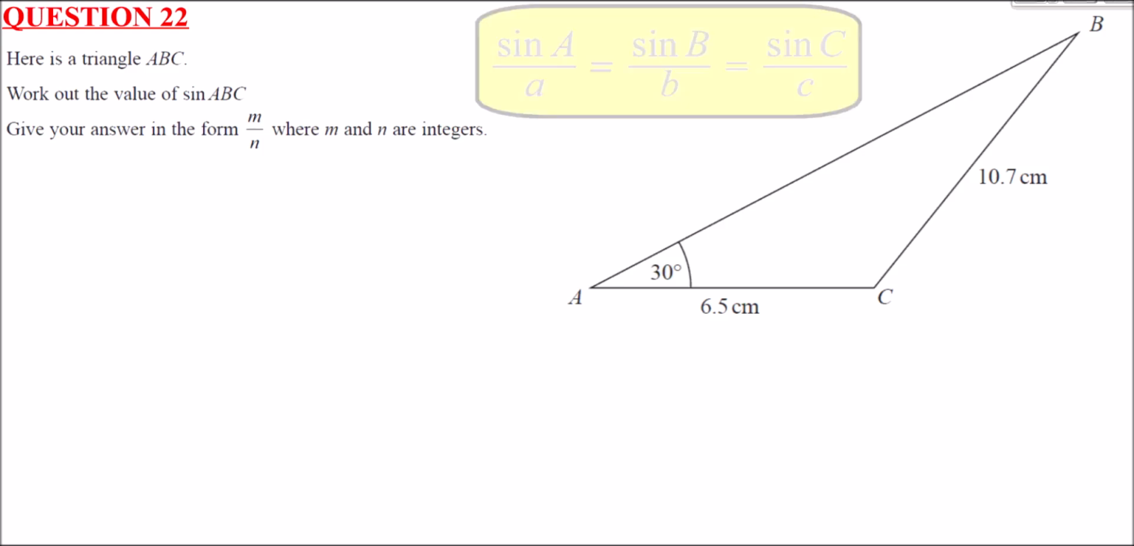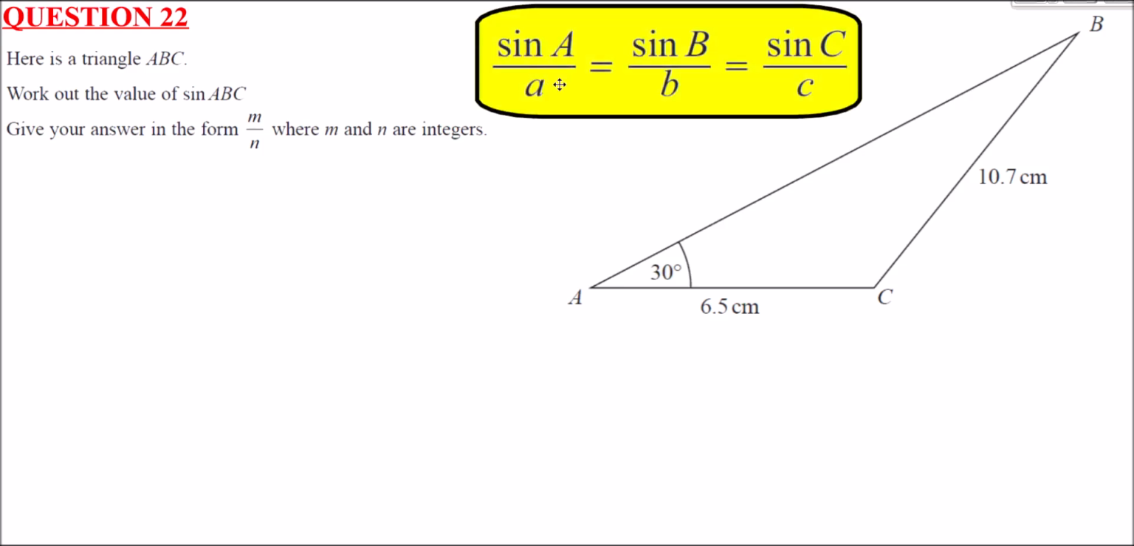So we need to recall this piece of information, which is the sine rule. So sine A divided by a would equal sine of angle B divided by side b would equal sine of angle C divided by side c, where big A and little a are the angle and side opposite each other respectively, same with big B and little b, and also big C and little c.